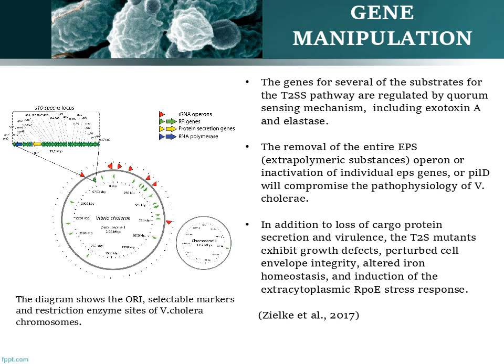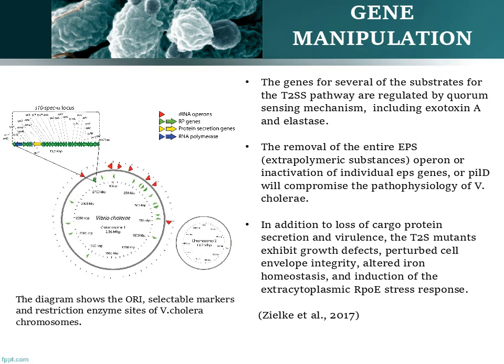The first method that we will be discussing is gene manipulation. The genes for several of the substrates for the type 2 secretion system pathway are regulated by quorum sensing mechanisms, including exotoxin A and elastase. The removal of the entire EPS operon, or the inactivation of the individual EPS genes or even the PilD, will compromise the pathophysiology of Vibrio cholerae.